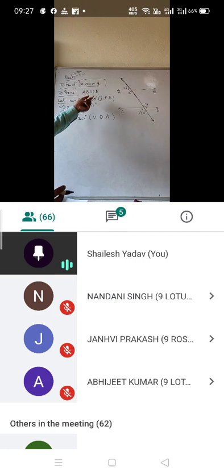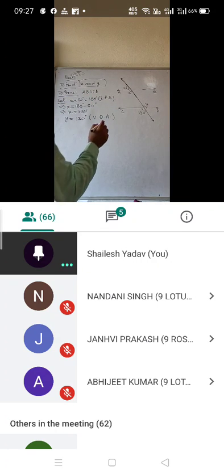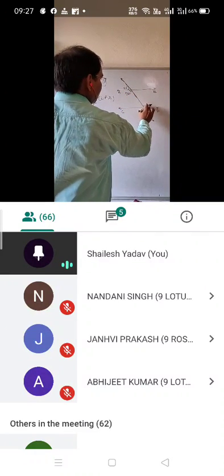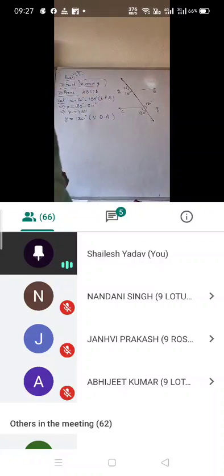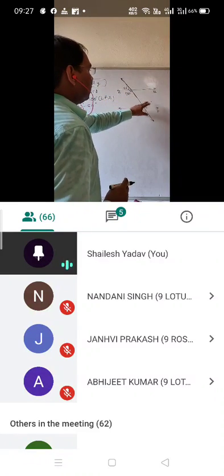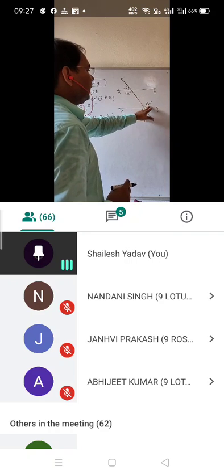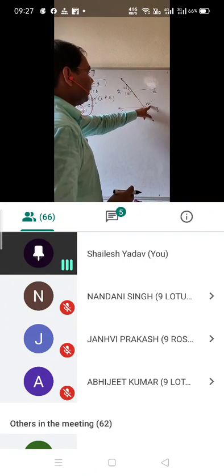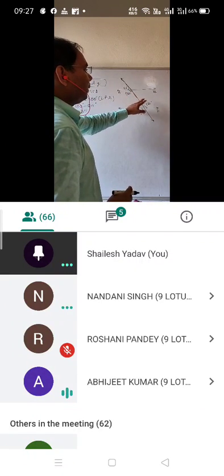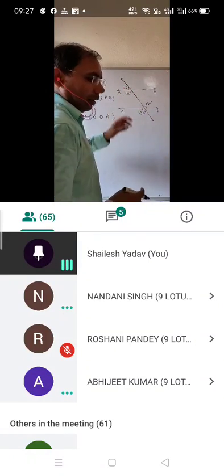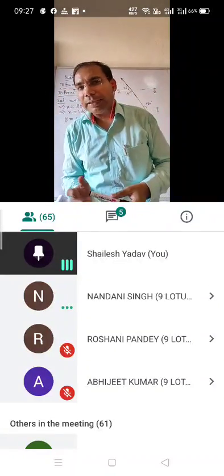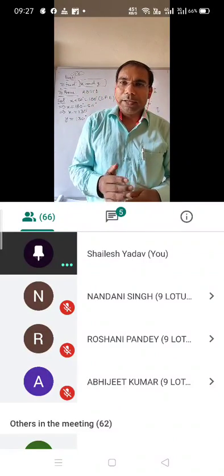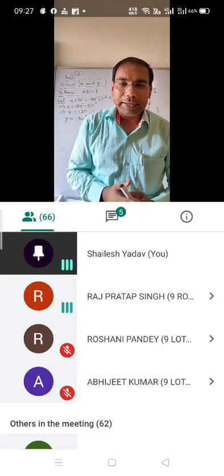Now you need to prove AB parallel to CD. So students, here you got 130 degrees, and the y value you also got is 130 degrees. These two angles are the alternate interior angles. This angle and this angle, these are alternate interior angles. If two lines are parallel, then alternate interior angles are equal.